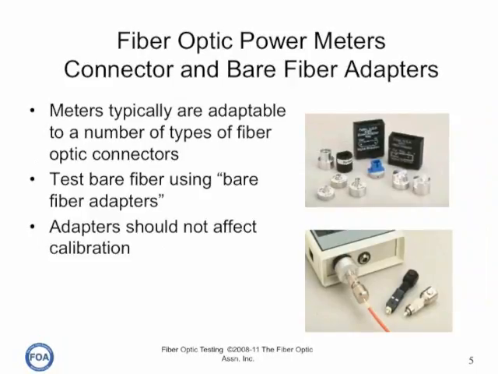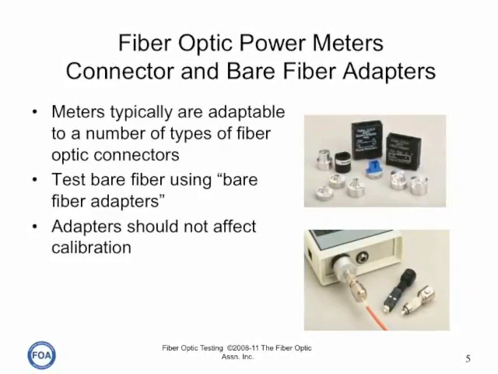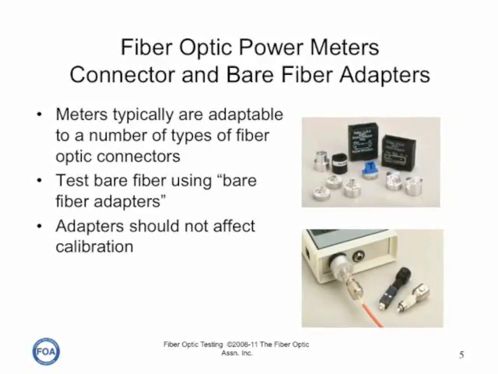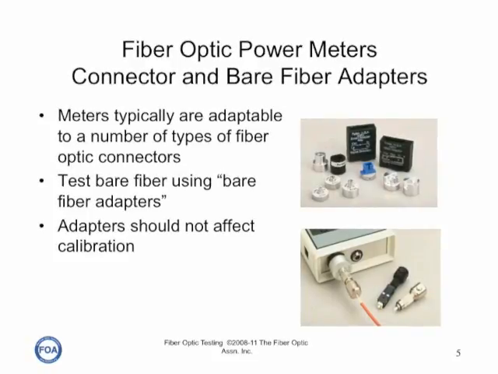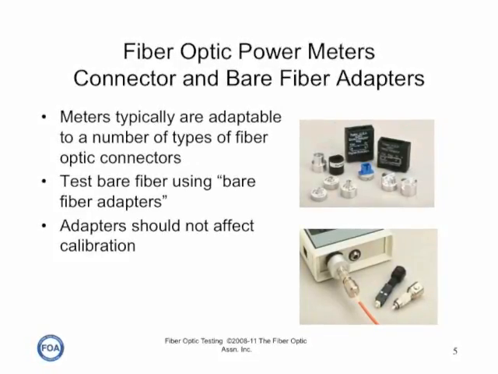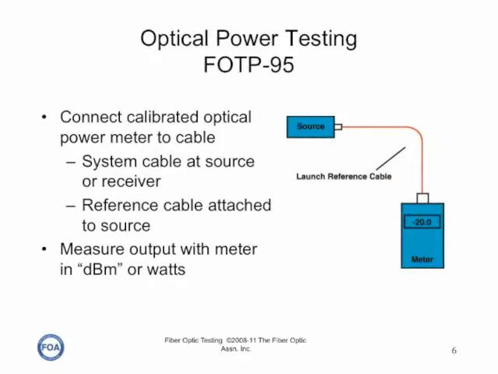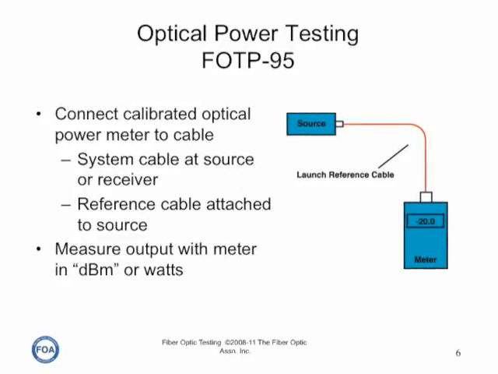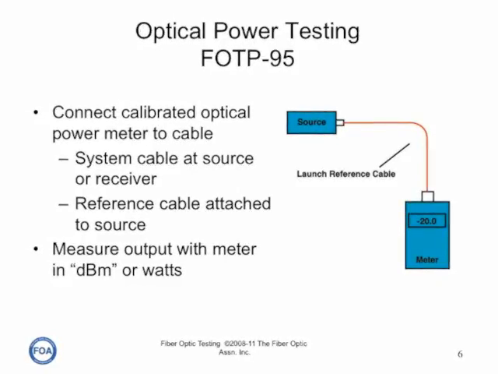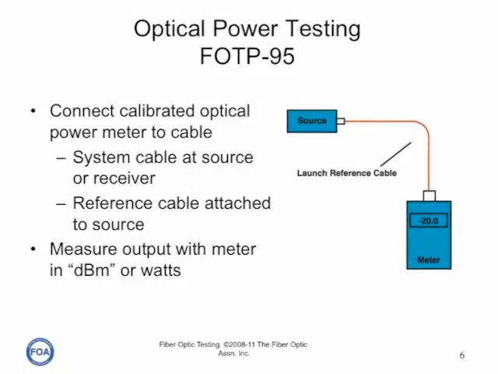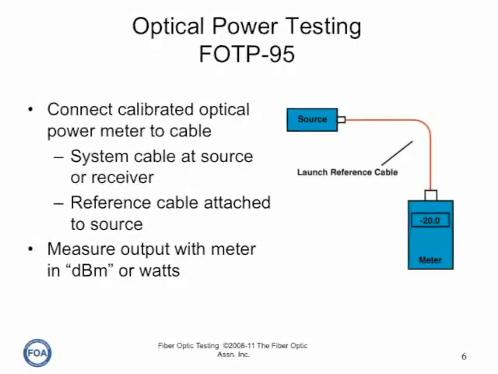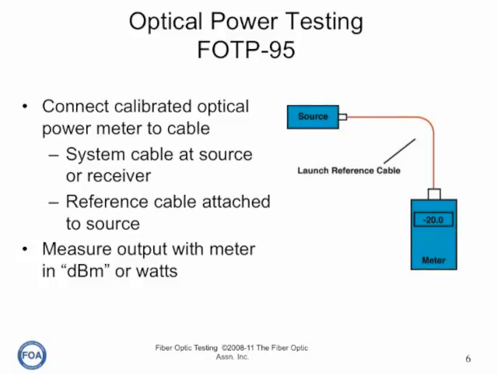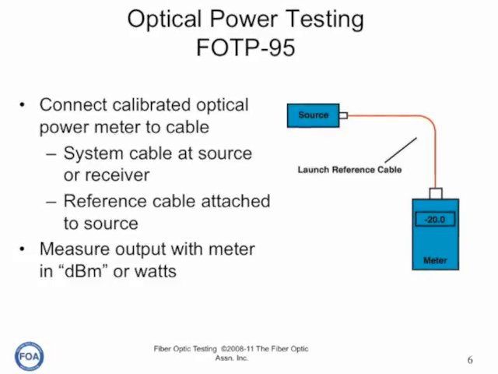Typically, fiber optic power meters are adaptable to a variety of different fiber optic connectors. Perhaps not as many as shown here, but at least a typical power meter will adapt to ST, SC, and LC fiber optic connectors. The standard way of measuring optical power is covered in a TIA standard, FOTP 95, and it's accepted internationally. Basically, we connect a calibrated optical power meter to the cable. We set it to the correct wavelength, and we measure the input in dBm or watts.